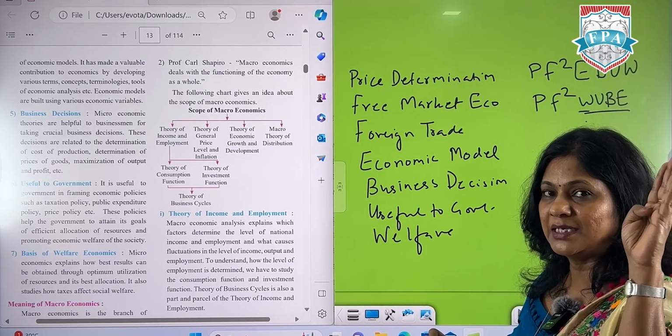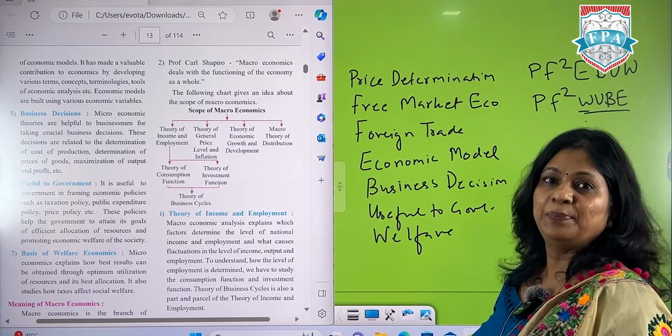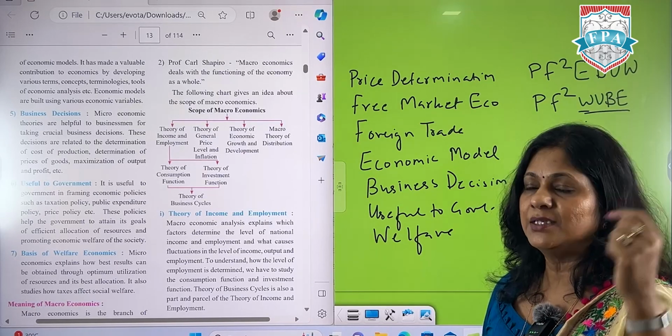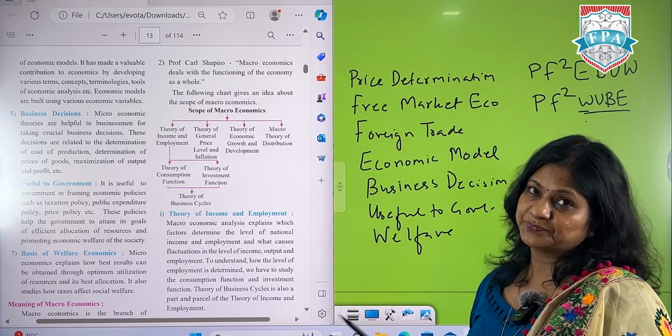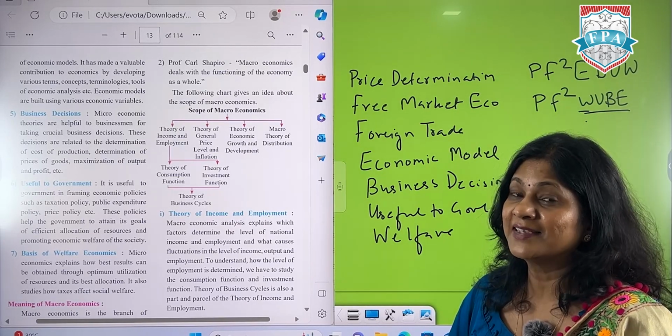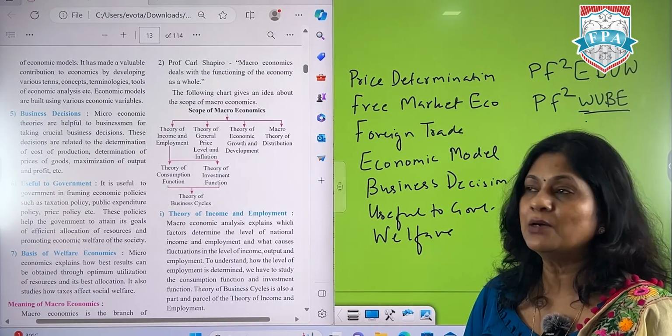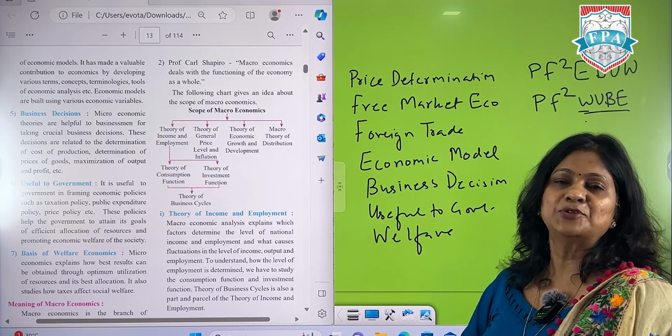4 बातें importance याद हो गई. PF square. P is price determination. Remember your price theory. 2 F's are, one is free market. 3 सवाल, क्या बनाऊं, कैसे बनाऊं, कितना बनाऊं, and yes, it helps you to fix the tariff.